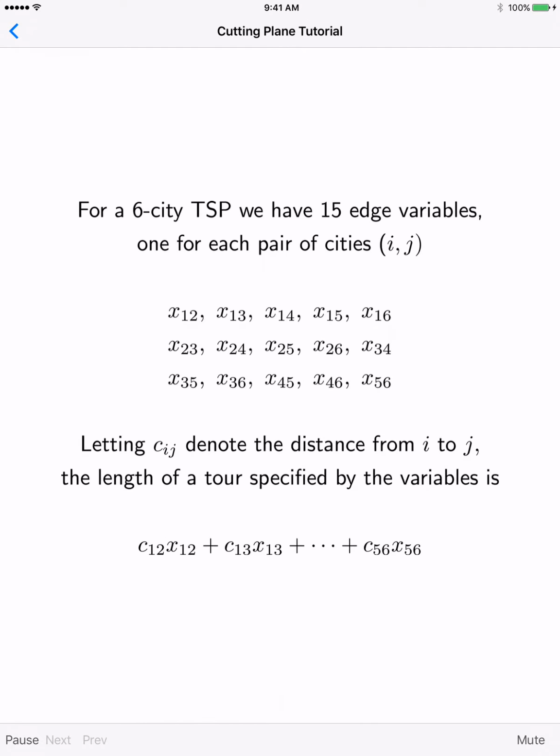For a 6-city TSP we have 15 such edge variables, 1 for each city-to-city pair. A tour is represented by setting to 1 each of the 6 variables for edges that are used in the tour, and setting the other 9 variables to 0. For such a representation, the length of the tour can be computed by adding together the product of the length of each edge, times its corresponding edge variable.